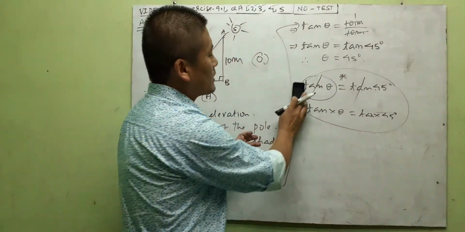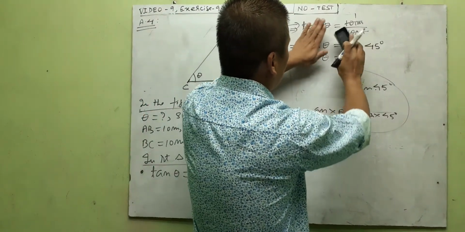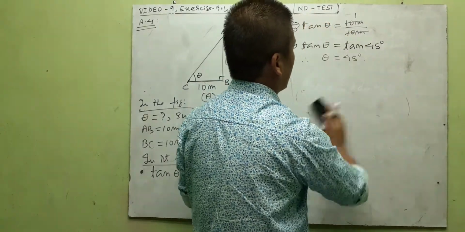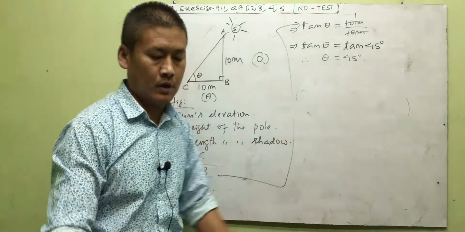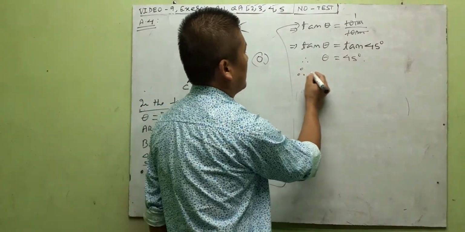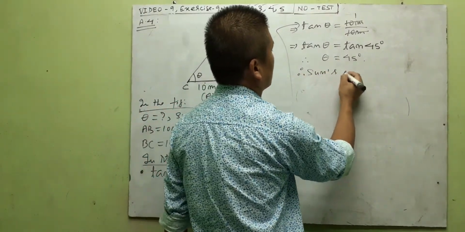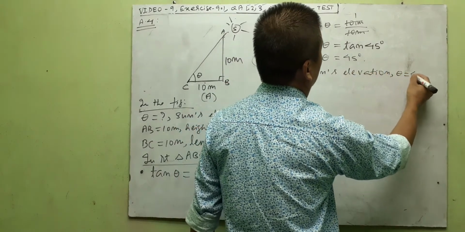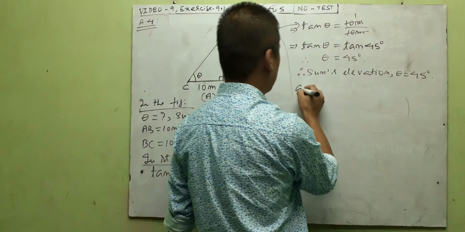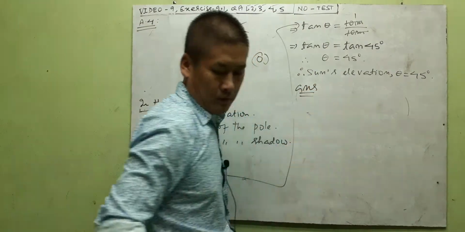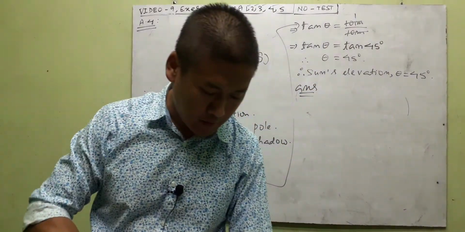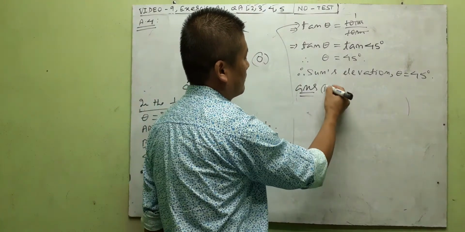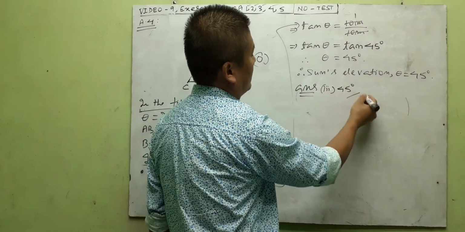So without cancelling, just cover the tan with your hand or with your imagination and write the remaining. Both sides tan means we can just take the angle out. Therefore, the sun's elevation, which is taken to be theta, is 45 degree. So the multiple choice answer that matches this one is 3 on your text, which is 45 degree.